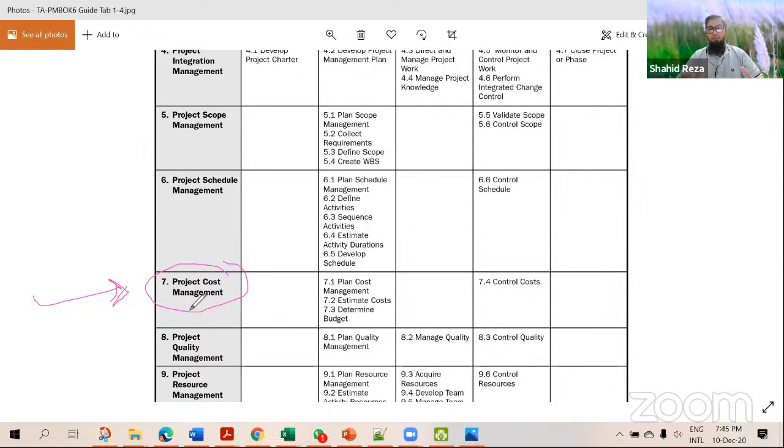And not only developing our project budget, it also will show us how we will control our cost, control our budget throughout the process. So one of the main focuses of every project we do is cost management. There is no abundant resource, abundant cost, abundant budget for any organization, even for any government. So everywhere there is a limitation on cost.